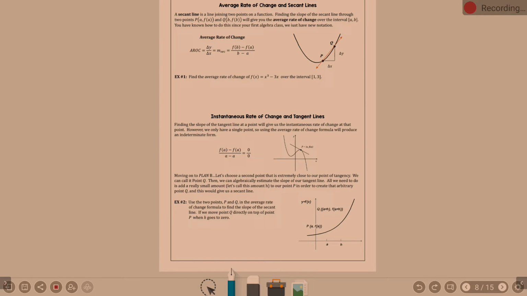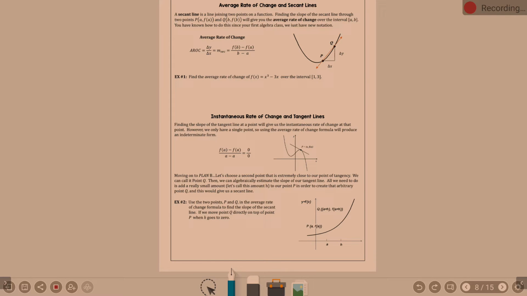Okay, a secant line. I already talked about when a secant line crosses through a circle, it touches it in two places, right? I don't know if the diameter is technically a secant line. I guess it is, because it touches in two points, right? So a secant line is a line joining two points on a function. So right here, PQ, this is a secant line. It cuts through the curve, touches it at two points.